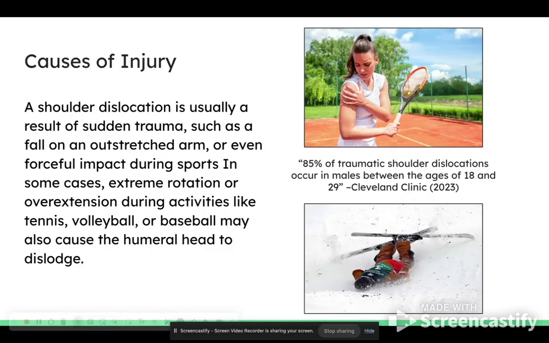Causes of injury. Most dislocated shoulders happen because of sudden trauma, like falling on an outstretched arm or being tackled in sports like football or rugby. But overuse and extreme shoulder rotation, such as in basketball or volleyball, can also lead to this injury. Weak shoulder muscles or previous dislocations can make someone more likely to suffer from it again.